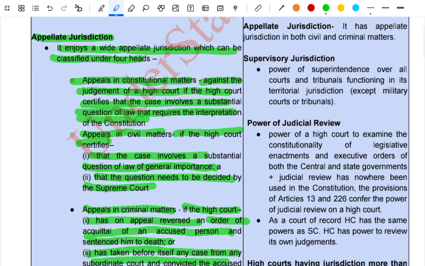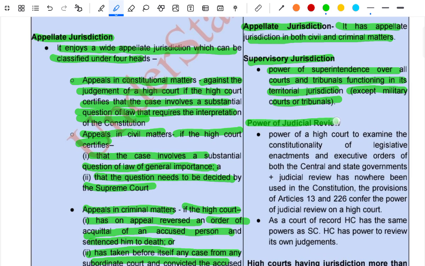The appellate jurisdiction in the High Court. It has appellate jurisdiction in both civil and criminal matters. The supervisory jurisdiction: the power of superintendence over all courts and tribunals functioning in its territorial jurisdiction, except military courts or tribunals.